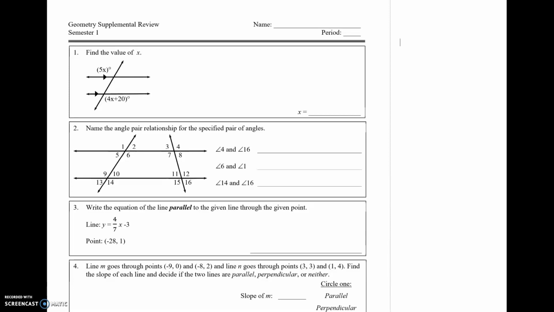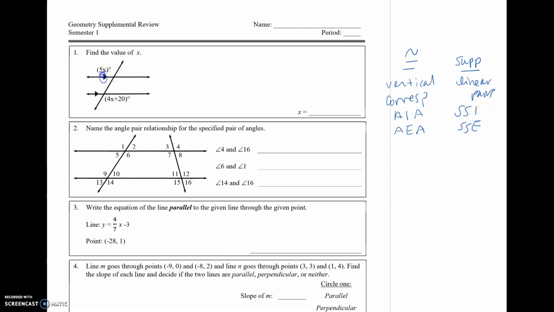So remember that we need to know what type of angles we're talking about. We said that when 2 lines are parallel, the angles that are congruent are going to be vertical, corresponding, alternate interior angles, and alternate exterior angles. The ones that are supplementary are going to be linear pairs, our same side interior, and our same side exterior.